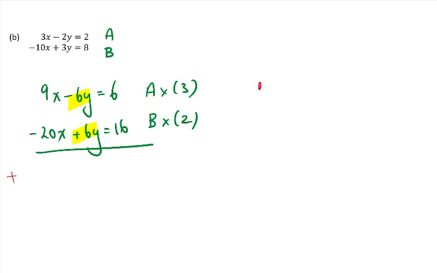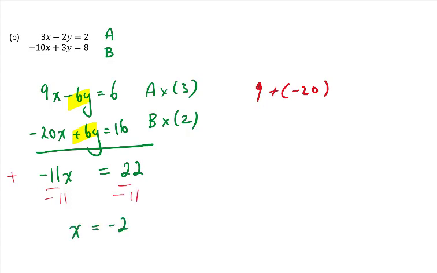For the x's, I get 9 plus negative 20. So for that, I'm going to end up with negative 11. 9 plus negative 20 is negative 11x's. The negative 6 plus the 6 is 0, equals 6 plus 16, which is 22. I now divide both sides by negative 11, and that gives me that x is equal to negative 2.